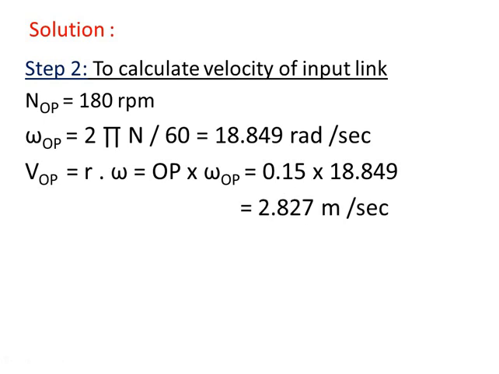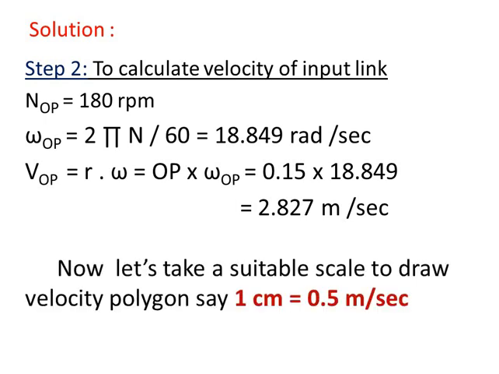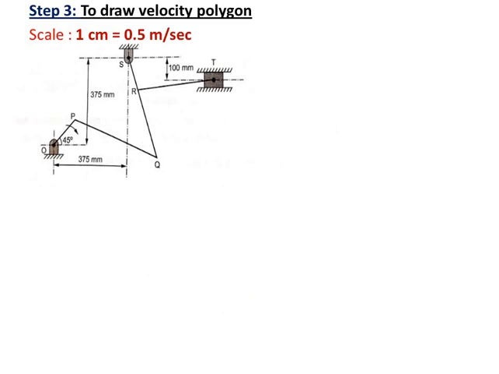After getting the linear velocity of the link, we have to get the scale. Let us take a suitable scale depending upon this value. With reference to this value, we have to choose some suitable scale. And here we have taken the scale 1 centimeter equal to 0.5 meter per second. Now to draw the velocity polygon with the scale of 1 centimeter equal to 0.5 meter per second, let us see what is the procedure.